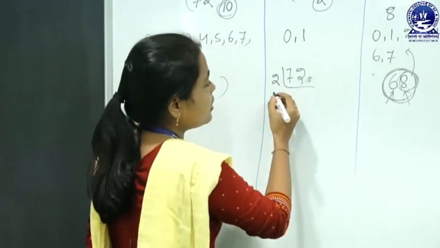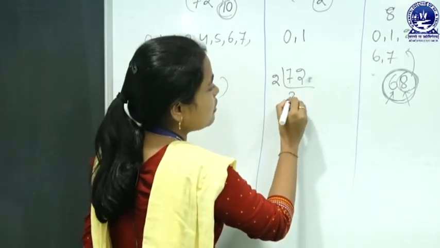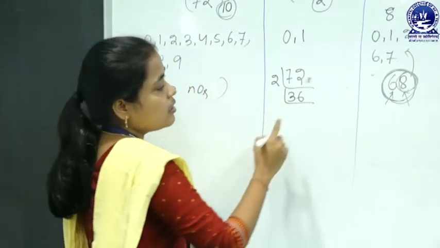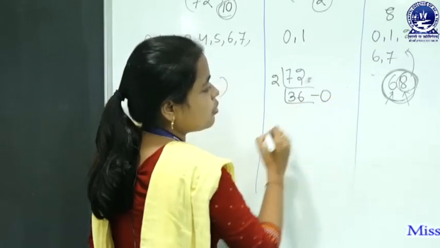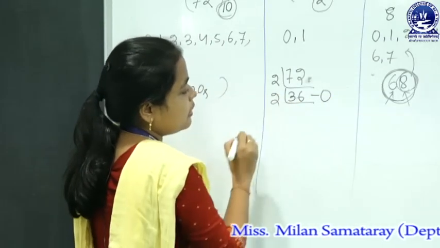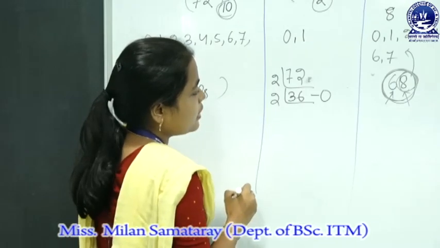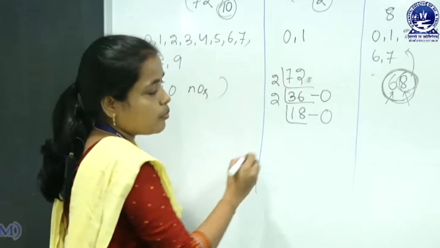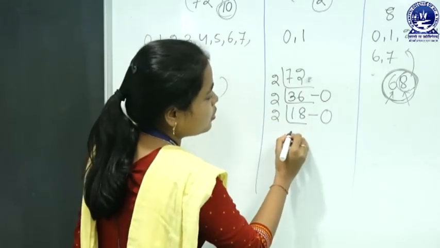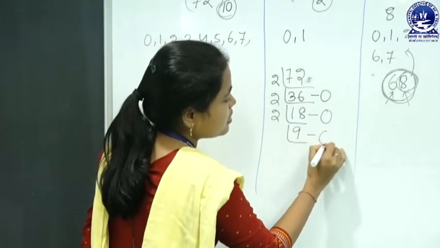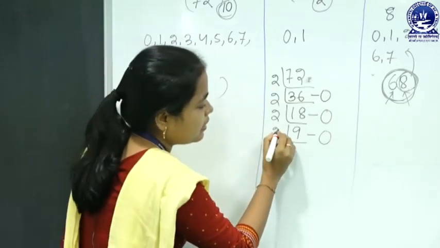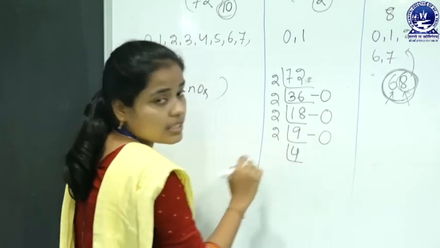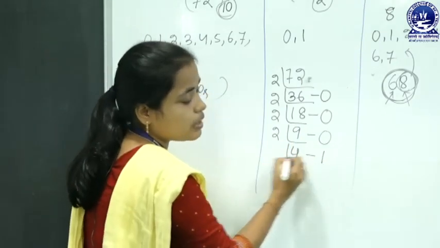Okay. What is the remainder? If we divide 72 by 2, then it is 36. So, what will be the remainder? It is 0. Then by dividing 36 by 2, it is 18. So, remainder is 0. Then by 2 it is 9, remainder is 0. But when dividing 9 by 2, then it is 4 for the 8 and remainder is 1.